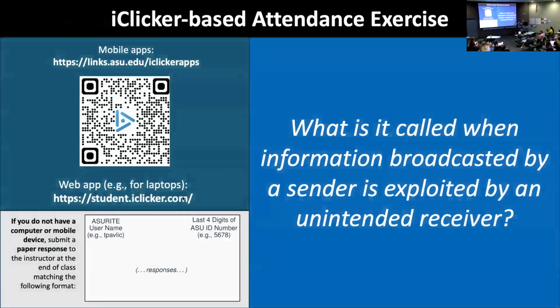Okay, well, then let's close here with this short answer question. What is it called? I'm looking for one word. When information broadcasted by a sender is exploited by an unintended receiver, what is our name for that in animal behavior? And that's all I've got for you.